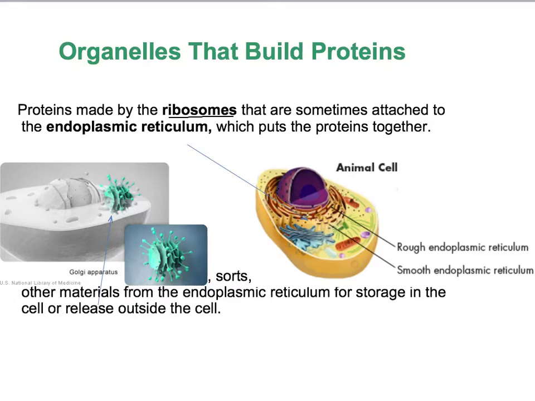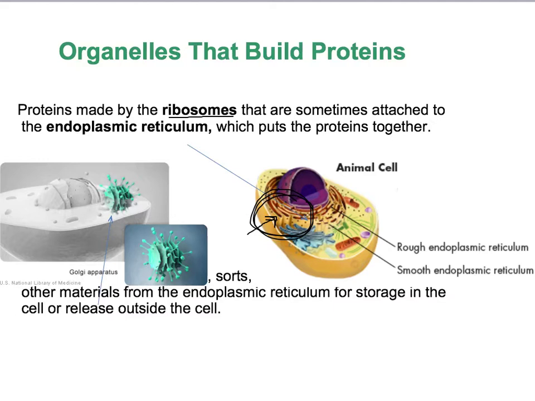And they're often attached or close by the endoplasmic reticulum, which is this wavy looking yellow thing you can see here. So the ribosomes are the tiny little dots that are attached to the endoplasmic reticulum. As the ribosomes make the proteins, they're put into the endoplasmic reticulum, which kind of puts the proteins together. So the ribosome makes it, but the endoplasmic reticulum is what really puts it together and packages it up the way it's supposed to be.